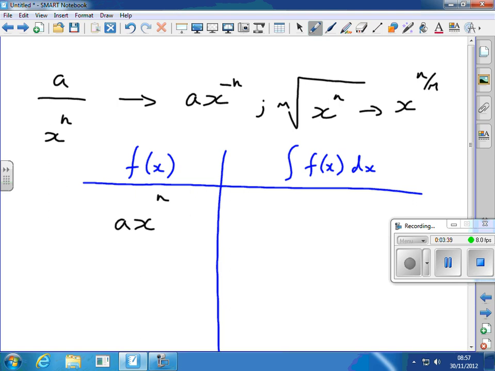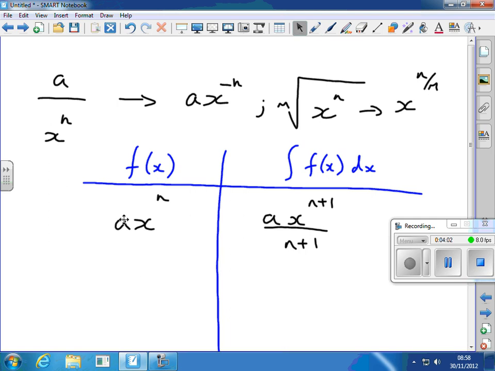some power. When I integrate that, can anybody remember what you do when you integrate? That's when you differentiate. So what do you think you do when you integrate? Add 1. So it becomes ax to the n plus 1, and then you divide by the new power, n plus 1.